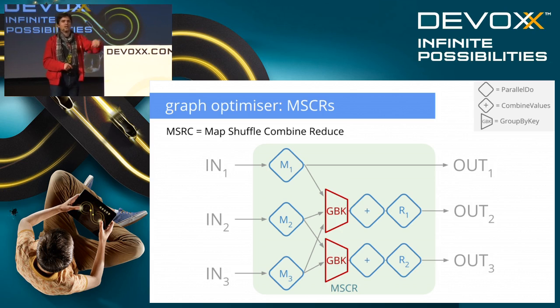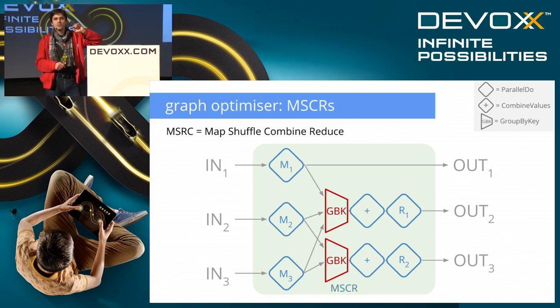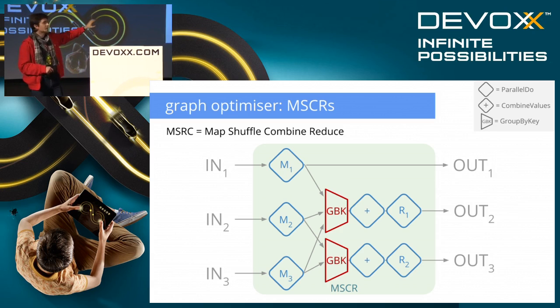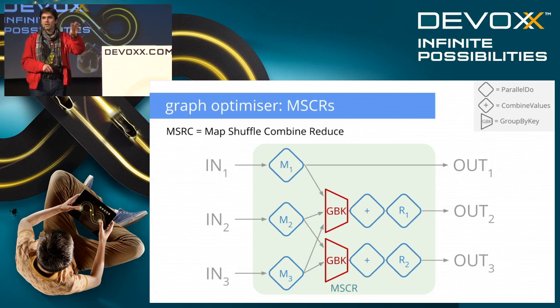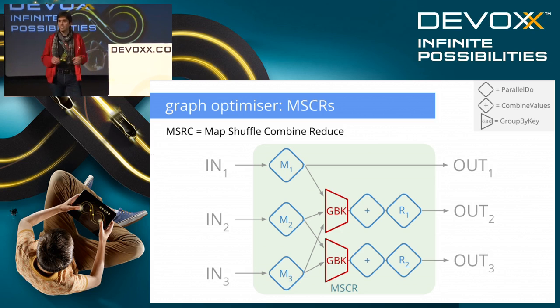Now, on the output side, to be flexible, if I need the output of a parallel do immediately for another MSRC, I'm allowed to do the direct shortcut that is at the top. But most of the time, I go through a group by key, and after a group by key, I want a combined values, so an associative reduce step, and another parallel do that does something with this output. If I don't have them, no worries. The do nothing combined values is the identity, I just put it there, and the do nothing parallel do is also an identity, I just put it there. But this is the pattern I'm looking for.